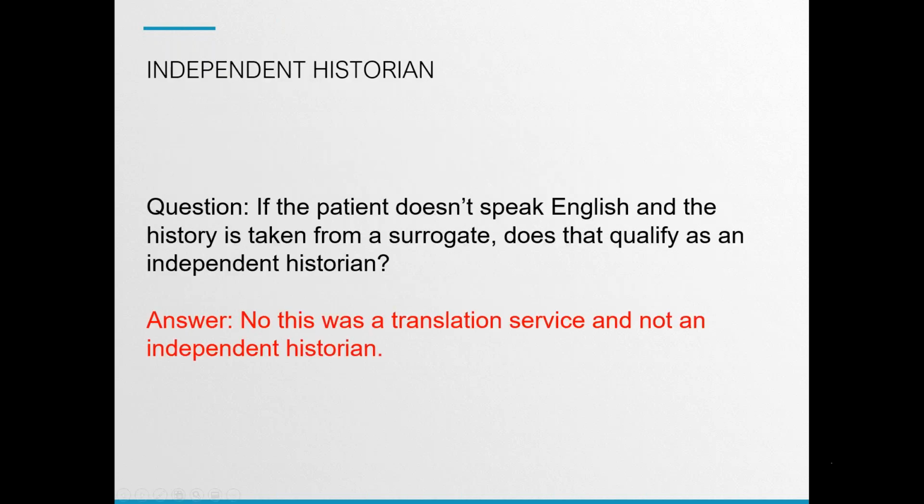And we had a question that came up, which was a good question. If the person doesn't speak English and the history is taken from a surrogate, does that qualify as an independent historian? And the answer is no, that's really a translation service. It's not an independent historian. In this case, that person is just relaying the information in English, but the patient themselves is able to give a good history.